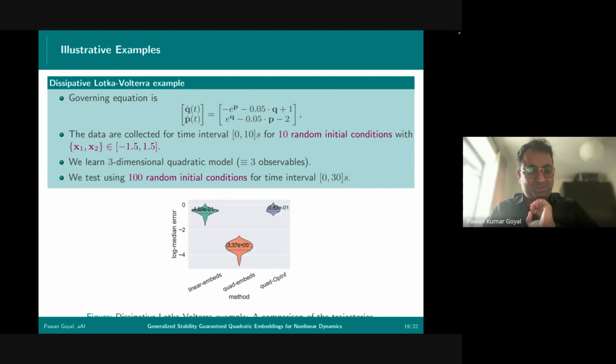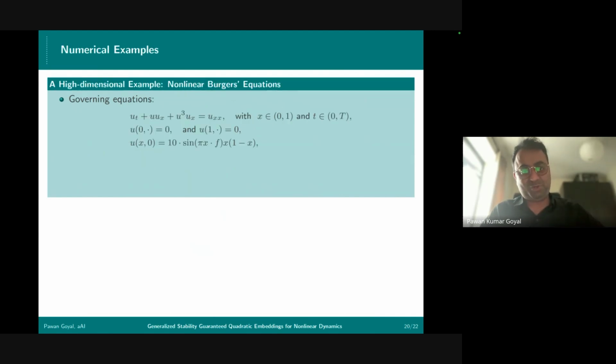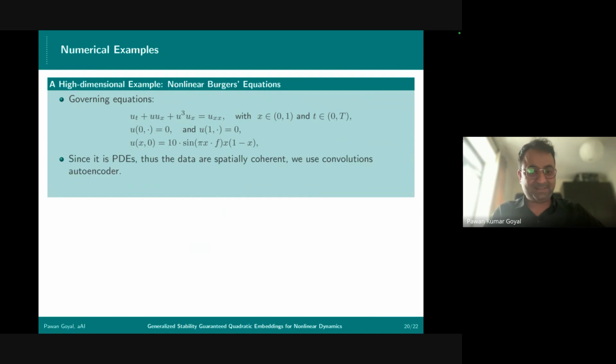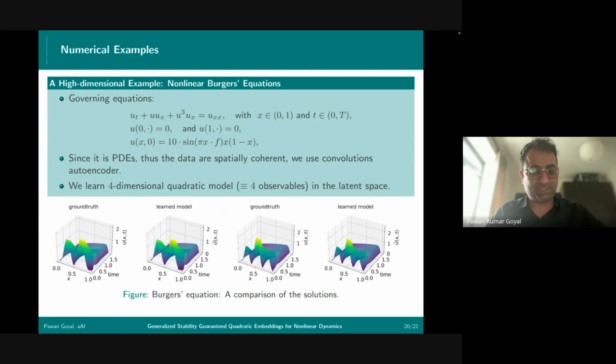We also try the same thing in the high-dimensional setting, the nonlinear Burgers example for the PDE case. Here, we replace the autoencoders with convolutional autoencoders, but the rest of the story remains the same. Now we learn 4-dimensional observables. The original problem is 1,000 discrete points in space. We try to learn the 4-dimensional latent representations, and we get very good learning of dynamical systems for the PDE case as well.